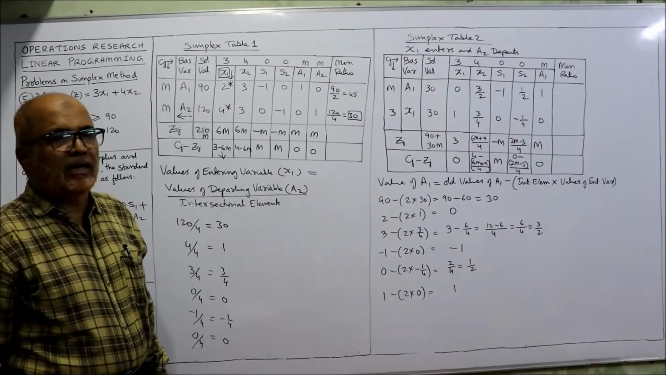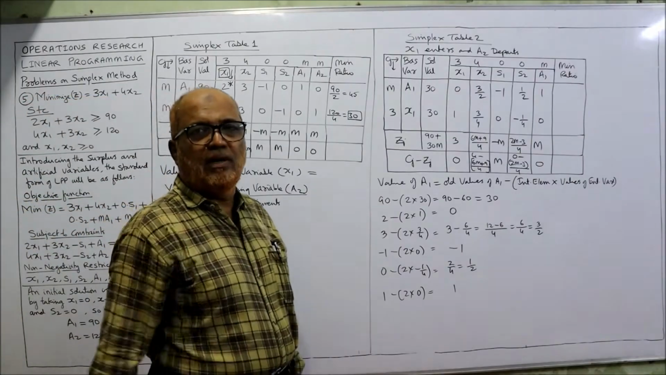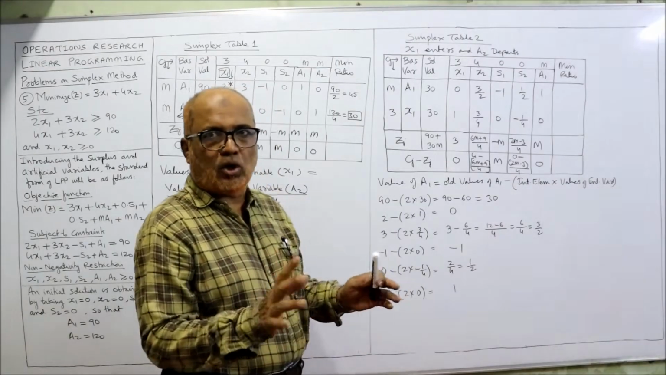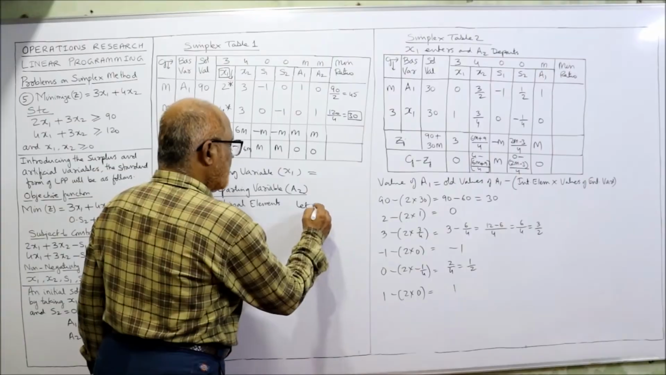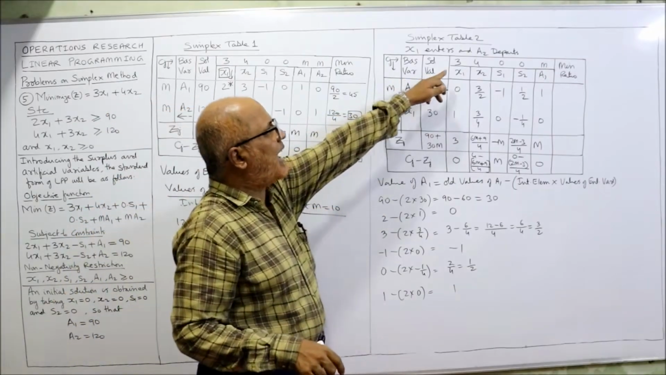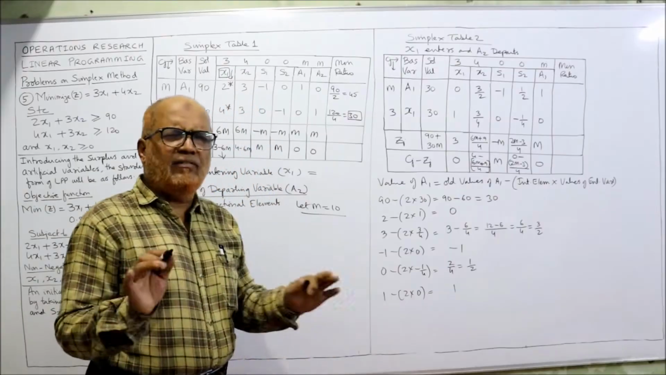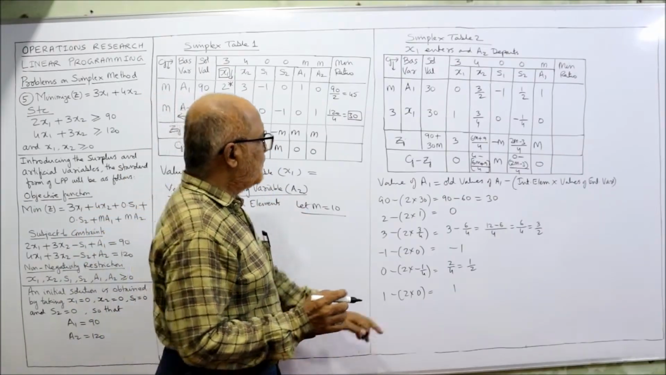Optimality test: all the index row elements should be zeros and positive. If there is any negative value, it is not optimal. So we have to find out. Let m is equal to 10. Why am I taking 10? Because 10 is greater than the actual costs 3 and 4. Any value we can take, but to make calculations easy, I am taking 10.